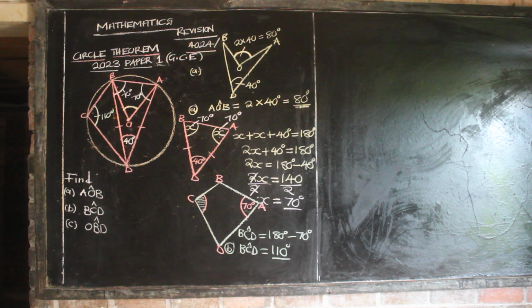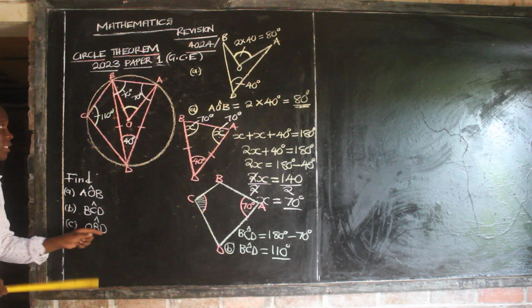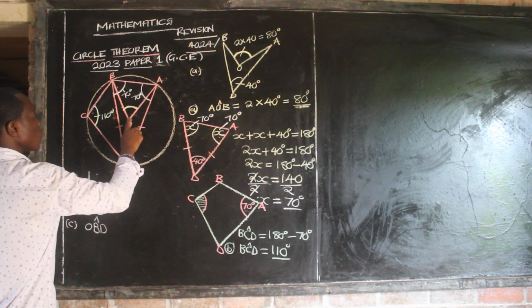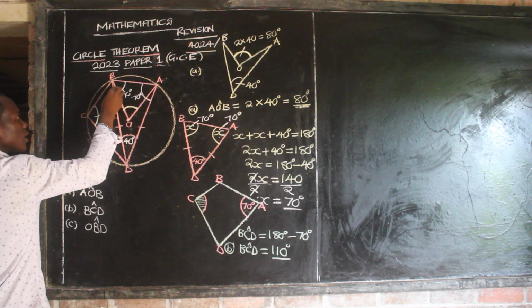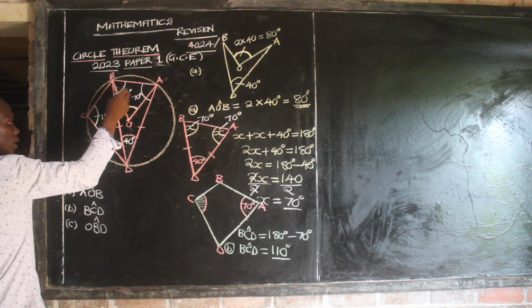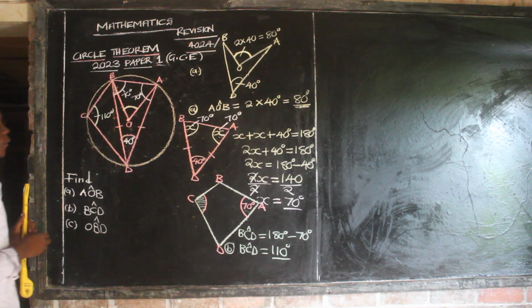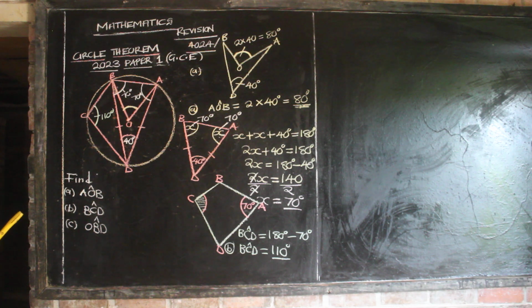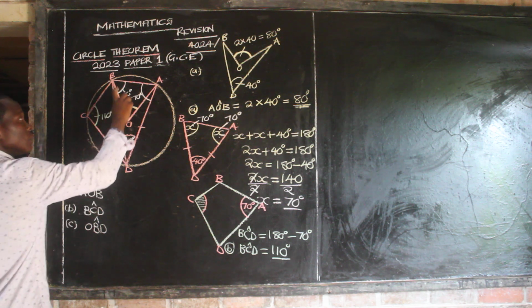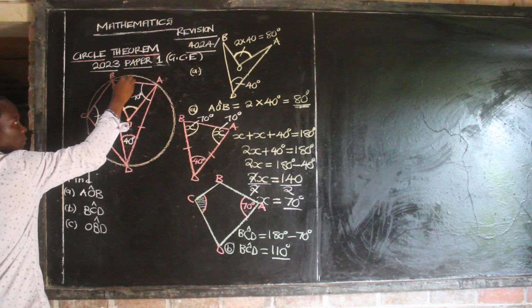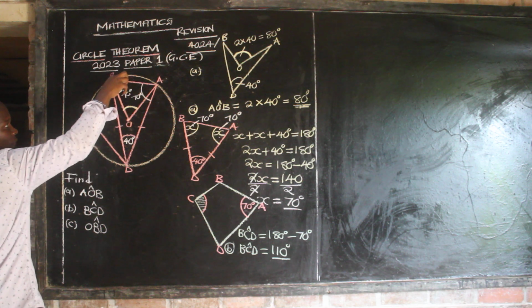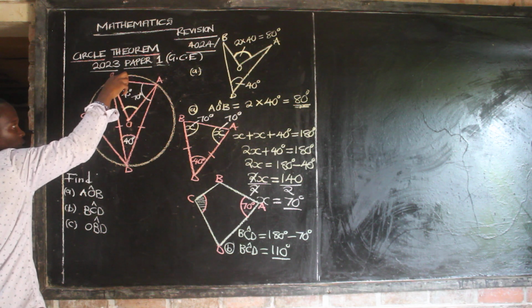Let's look at the last one, which is angle OBD. So they want this small angle, OBD. Now, for us to know OBD, we need to know this angle. We know this entire angle, from this point to this point, is 70.